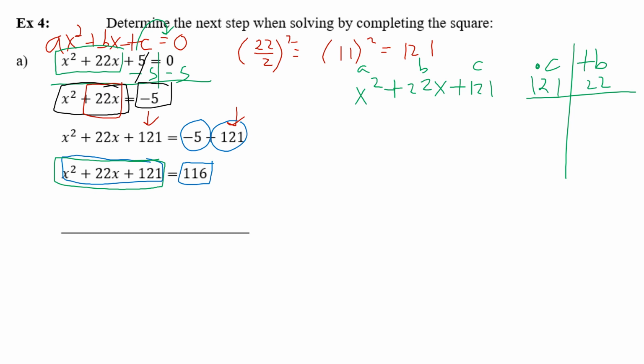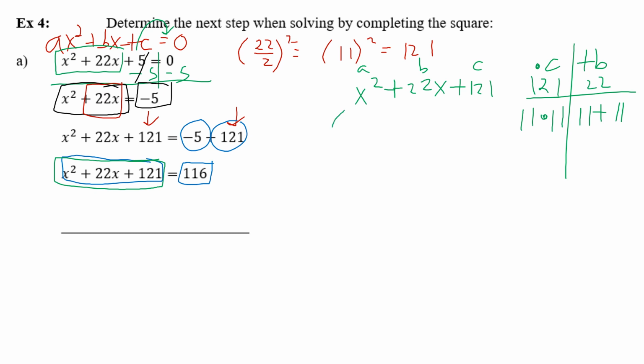Now, you can come up with all the factors of 121. Hopefully, by this point, you're getting a little bit better at identifying those factors right away. So we'll say the two numbers that multiply to C to give me 121 will be 11 times 11. But I also want them to add up to 22. 11 plus 11, sure enough, gives me 22.